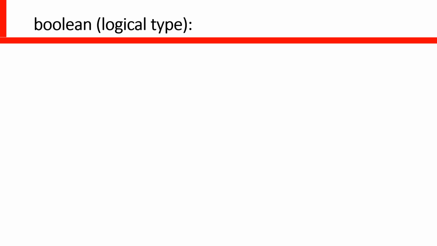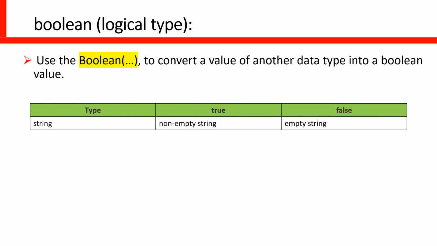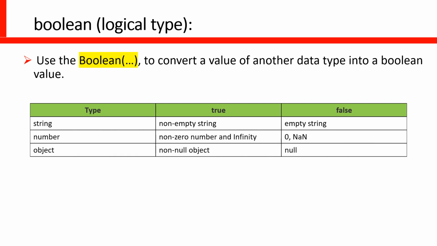JavaScript allows values of other types to be converted into Boolean values of true or false. To convert a value of any data type into a Boolean value, we need to use the Boolean function. Let's have a look at the conversion rules. For a string type, when it's a non-empty string, then it evaluates to true, but when it's an empty string, then it evaluates to false. Please pause the video and kindly have a look at the types number, object and undefined. Moving ahead, let's verify these conversion rules through the illustration.